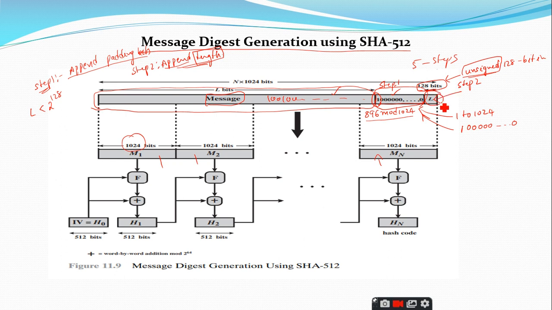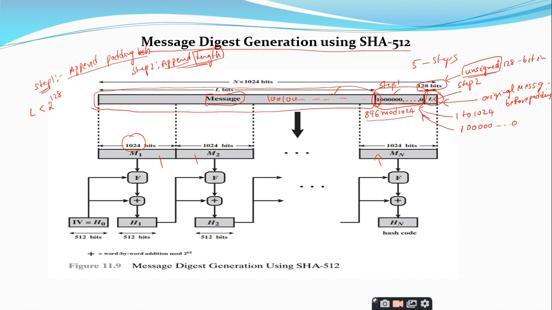And what does this L consist of? I told that it is going to represent the length. Therefore, it is going to represent the length of the original message, and that too before padding. So this L field is going to distinguish the original message bits from the padded bits. That is the purpose of the second step, append length.